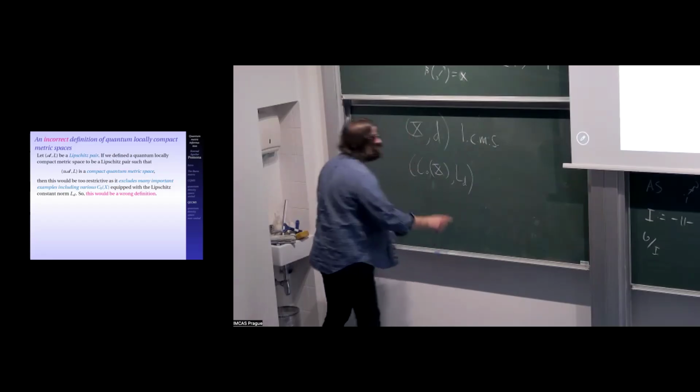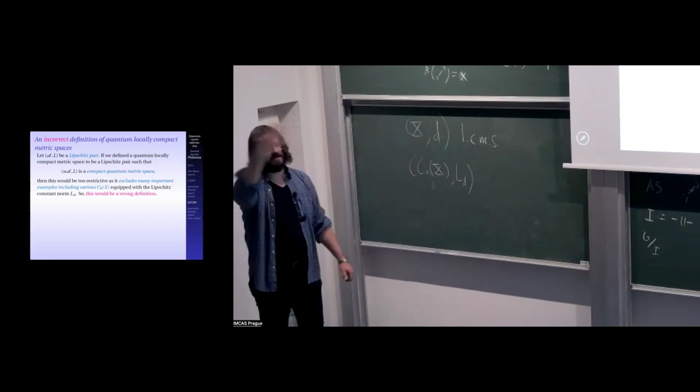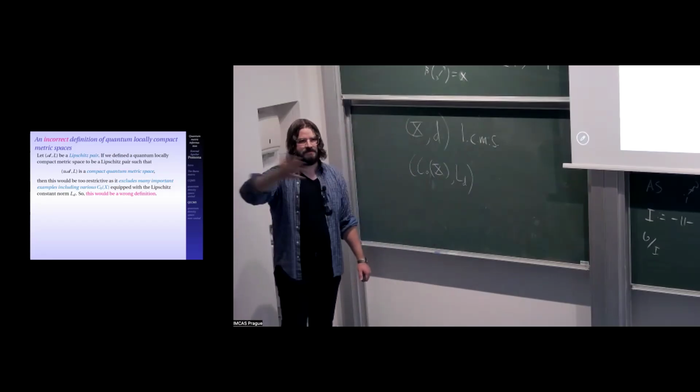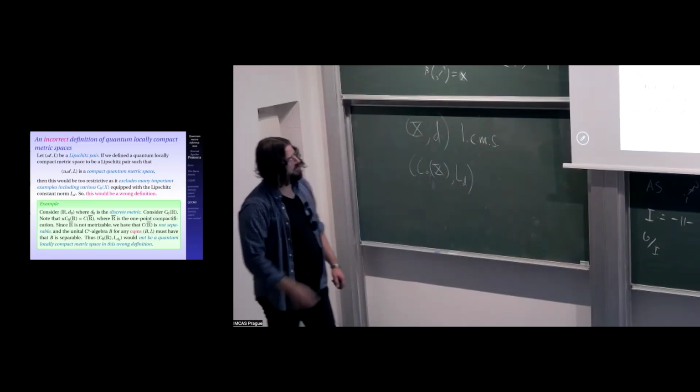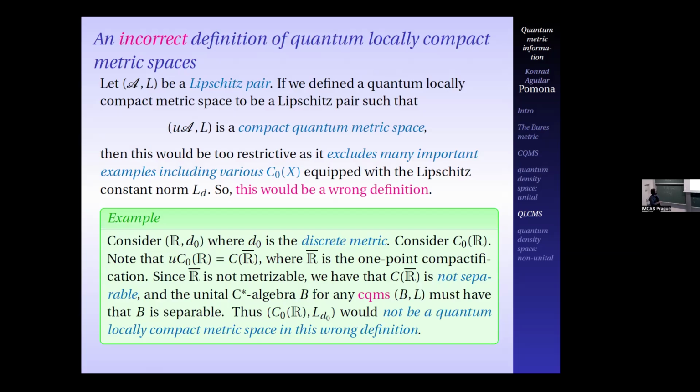And unfortunately, if you use this incorrect definition, meaning you just say, hey, require the unitization to be a compact quantum metric space, there are 2 examples I'm going to show where that doesn't happen. The first example is maybe the easier one to digest. So assume we have R, the real line, with the discrete topology, given by the discrete metric. This is a locally compact metric space, of course.